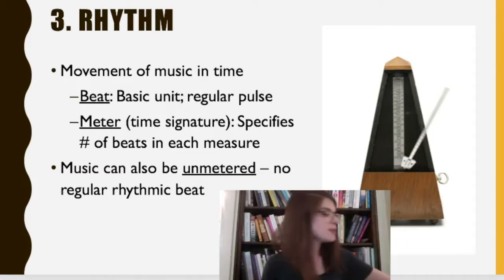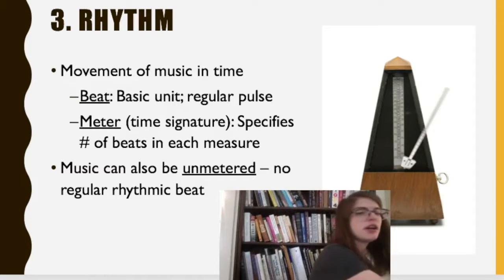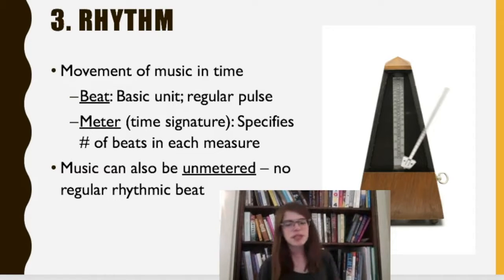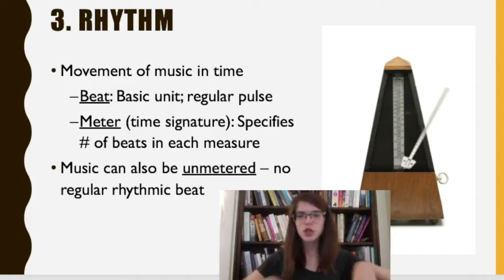All right, music can also be unmetered. Meter is not required, and this type of music tends to sound a little bit more improvisational. It sort of floats around. You don't quite know where it's going, but it still can be very beautiful. So we'll listen to a couple examples of all of these things.